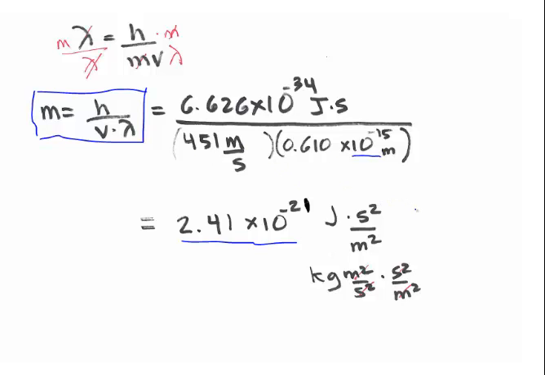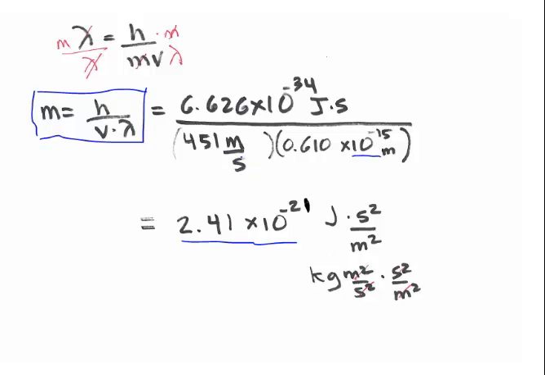But before I go any further, before I actually put this into my answer box, I've got to make sure that my units are correct. So let's take a look at our units. In my numerator here I have joules times second, and in my denominator here I have meters per second times meter, which is meters squared per second.